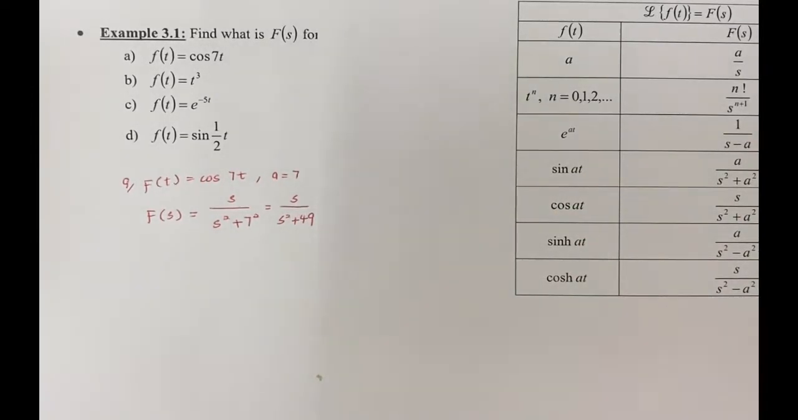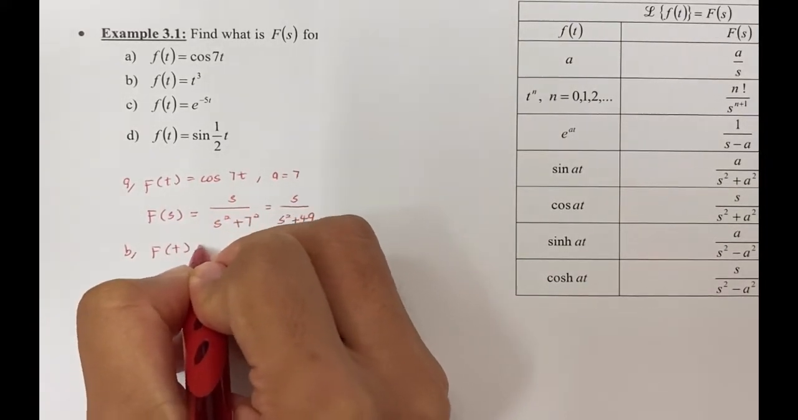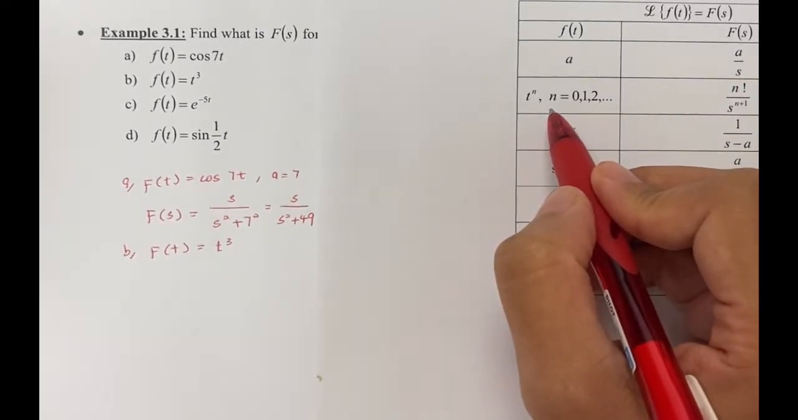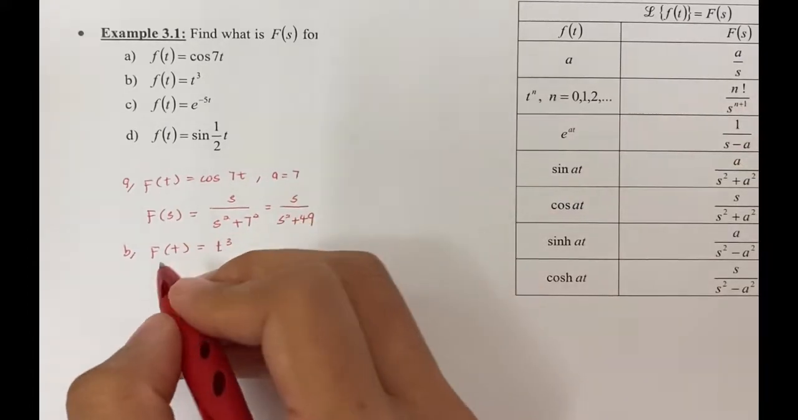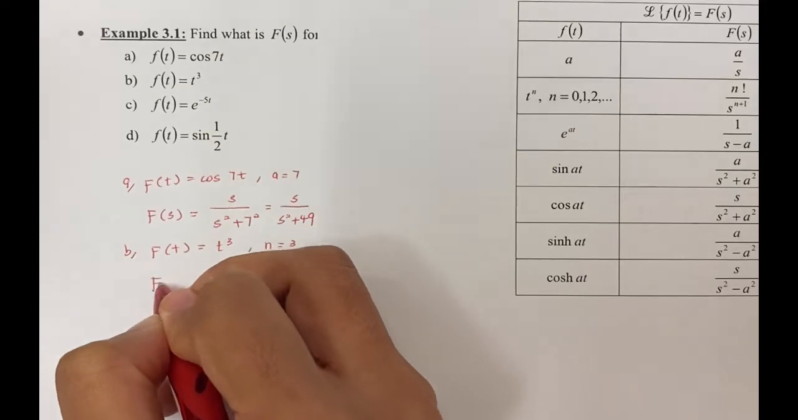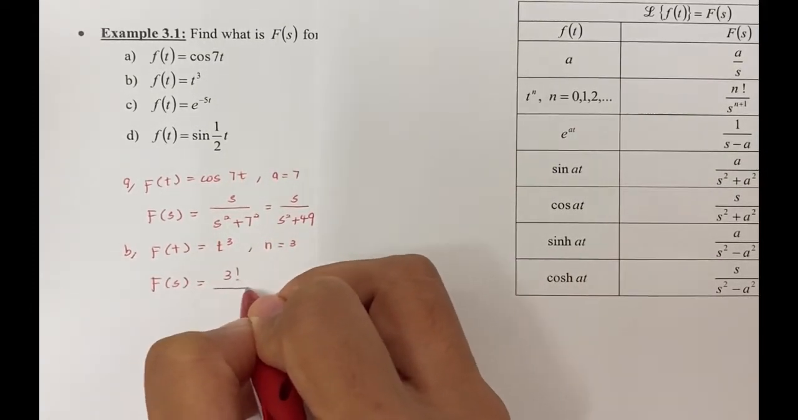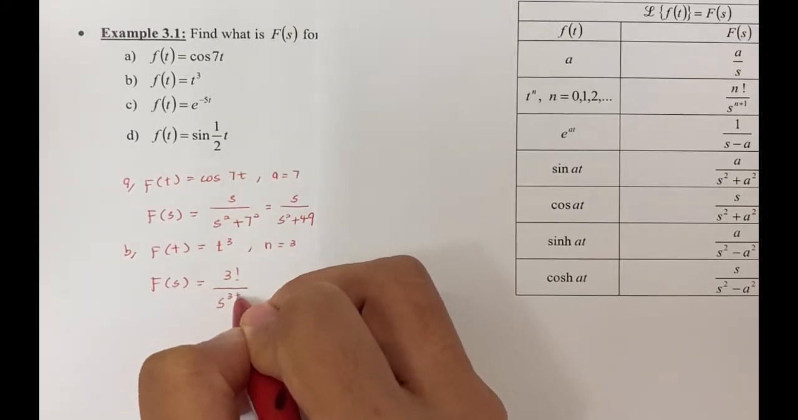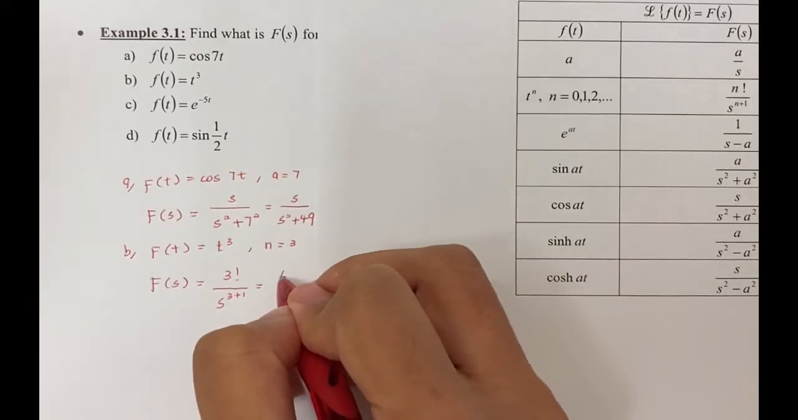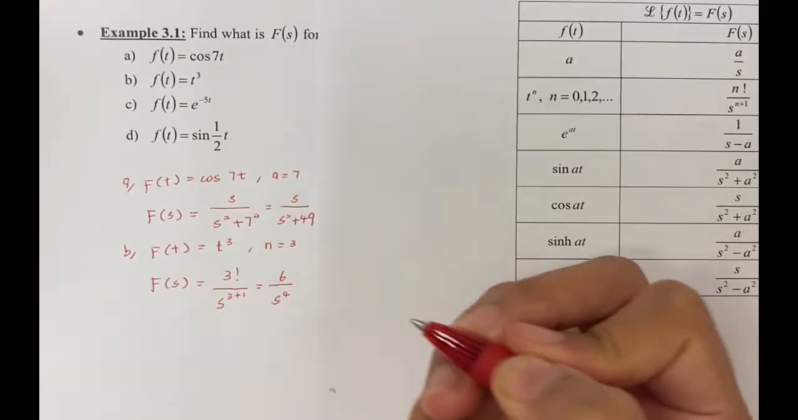That's it. Okay, and then for b, we have f(t) equal to t cube. For t cube, use this second row. So for t cube, our n is equal to 3. So F(s) is equal to 3 factorial divided by s to the power of 3 plus 1. And for 3 factorial, it is 6, using your calculator. So s to the power of 4.